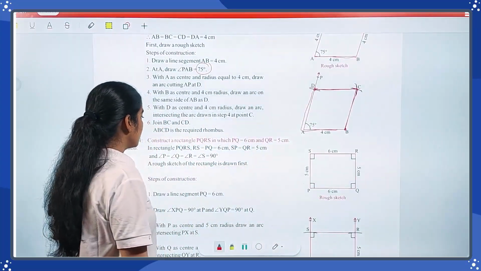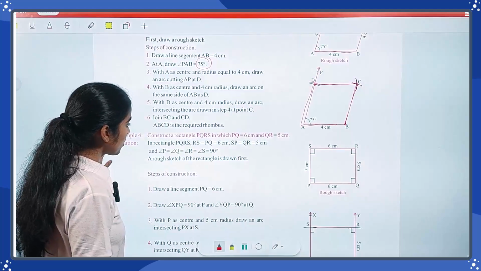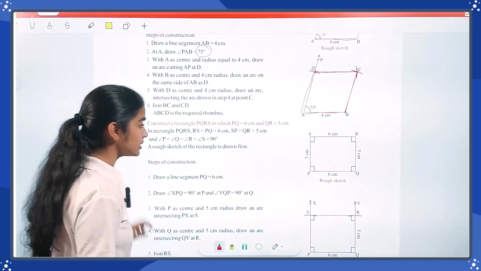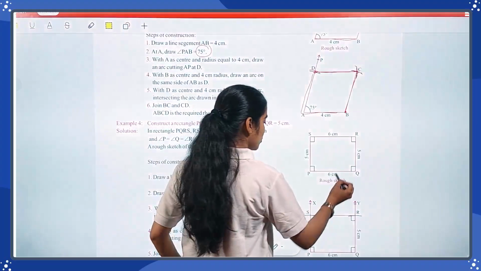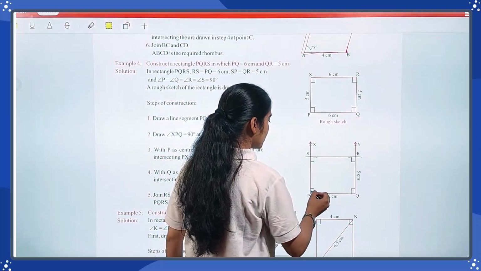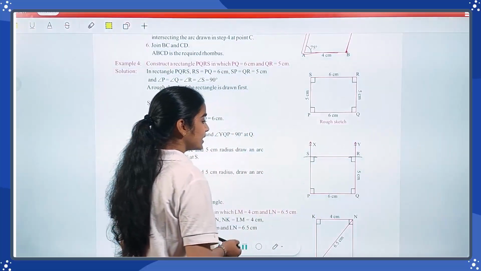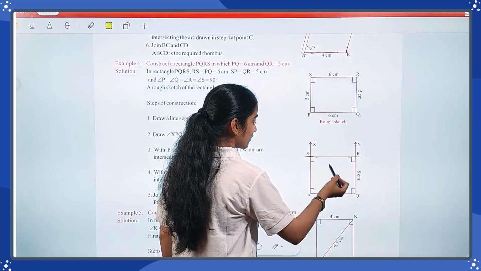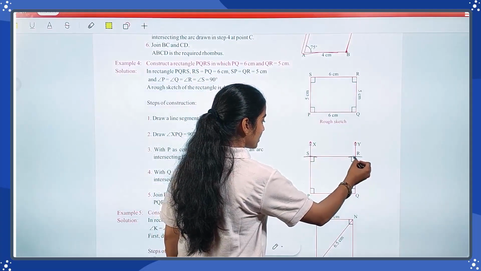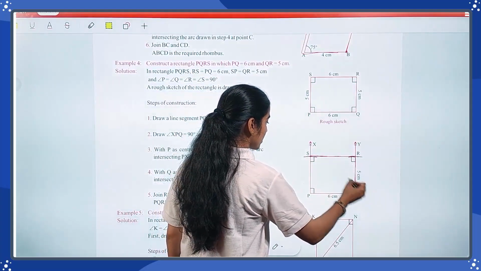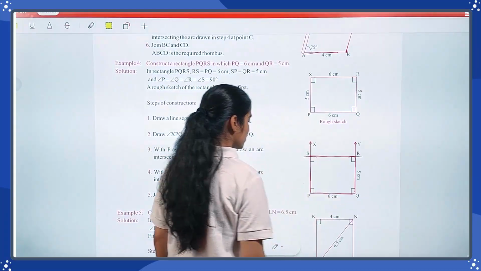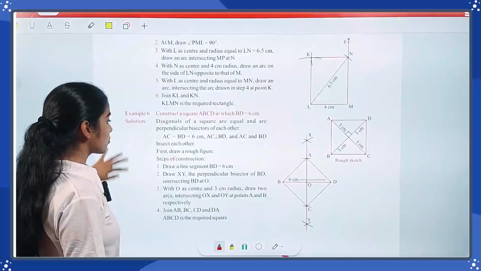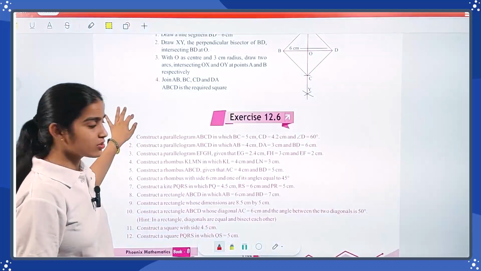Next, construct a rectangle PQRS in which PQ is equal to 6 centimeter and QR is equal to 5 centimeter. This is your PQ, your baseline of 6 centimeter. Now draw a 90 degree angle, then mark a point 5 centimeter here and 5 centimeter here. Connect these lines together and this is your rectangle. So in that way you can draw your special quadrilaterals as well.